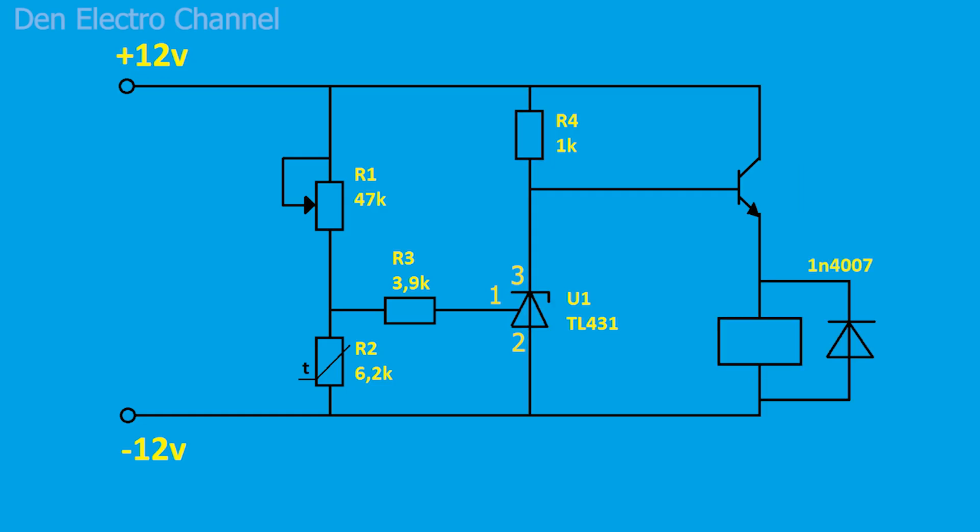To enable the thermostat to control a more powerful load, the circuit can be slightly more complex. Instead of a fan, you can use an electromagnetic relay operating at 12 volts.